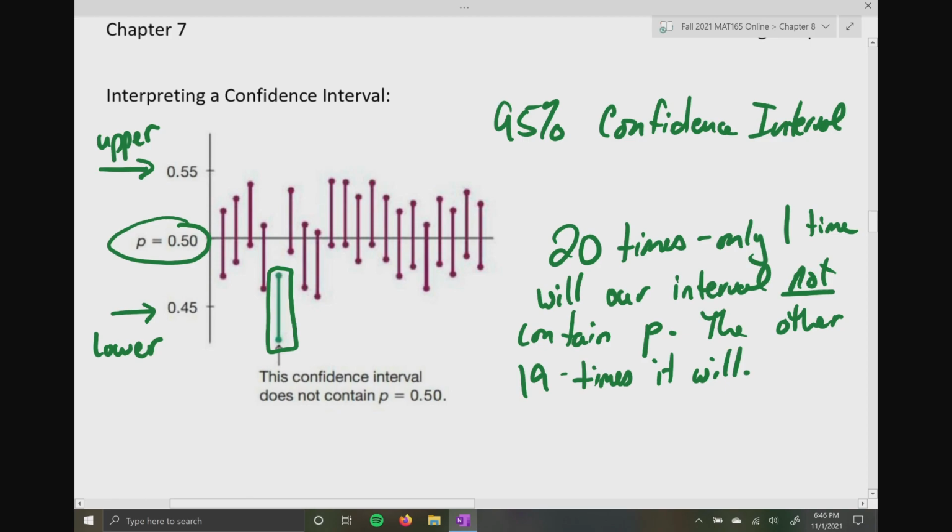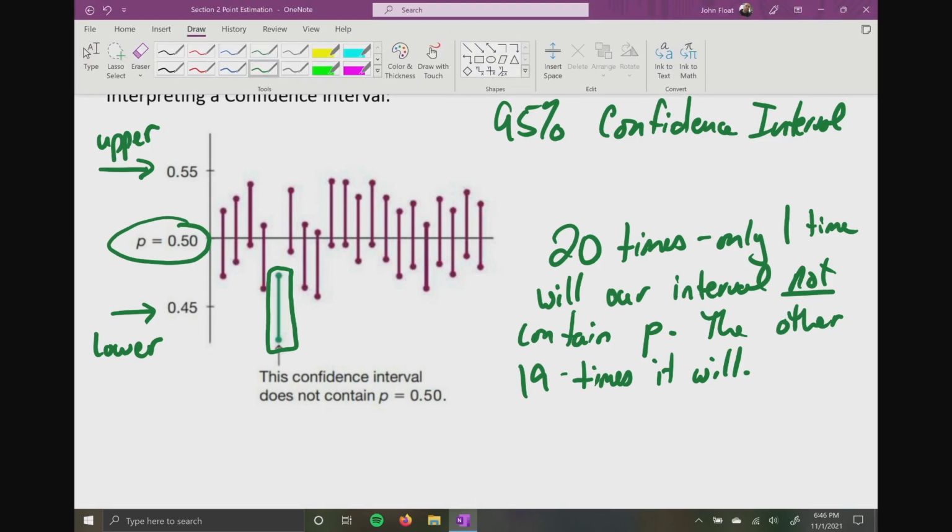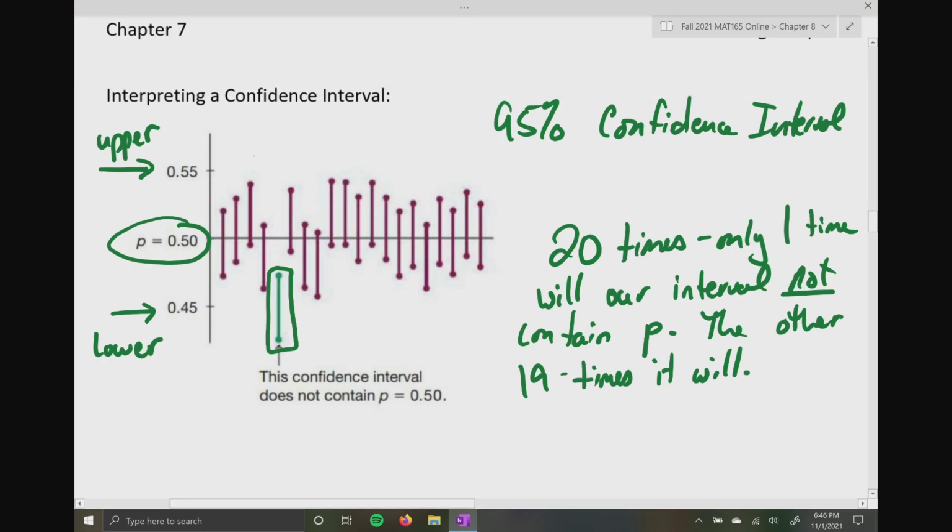So notice each one of these, and I need to shrink down my marker here, I'm going to pick on this one. Those little dots on the end of that line segment represent the upper and lower limit for that specific experiment. And what happened was somebody repeated this experiment 20 times. One time did they get an interval that didn't contain P, which they were trying to estimate. Now, we're telling you it's 0.5 here.